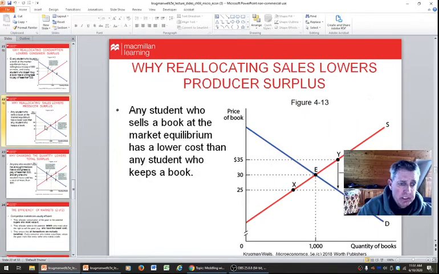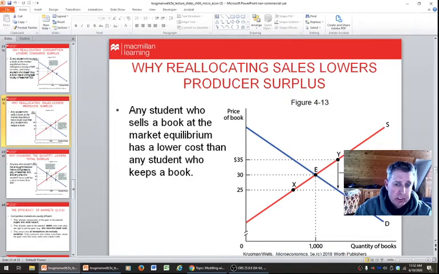But I don't want you to get mired in the mathematics of it. I just want you to understand that it exists. Now they're going to ask you a few questions in the homework on how to measure it. Fine. But why does reallocating sales lower producer surplus?